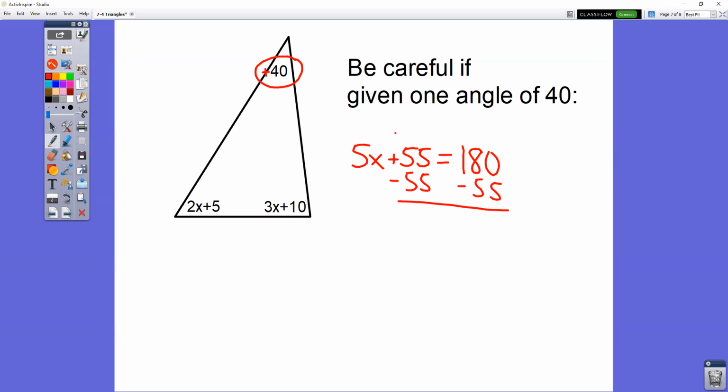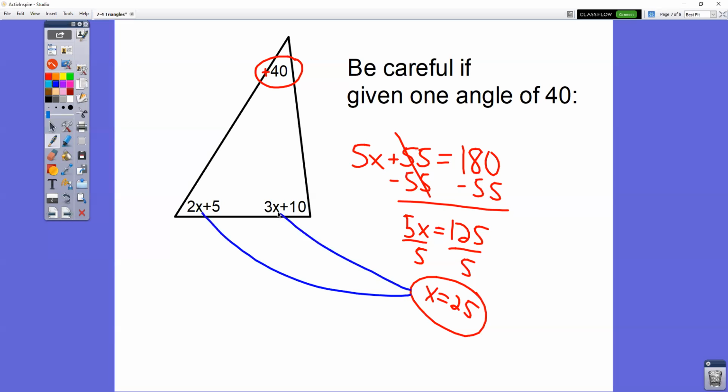When you go to solve it, minus 55, minus 55. So 5x equals 125. Divide by 5, divide by 5. X equals 25. Take that 25, sub it back in. Remember, there's nothing to sub back in here. Our answer is 40 right there. That's what that angle measurement is. So 2 times 25 is 50, plus 5 is 55. 3 times 25 is 75, plus 10 is 85.